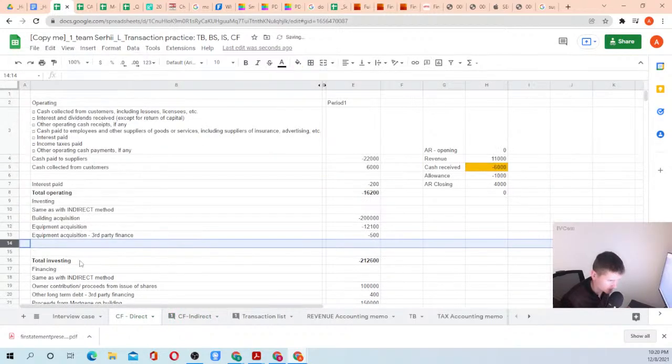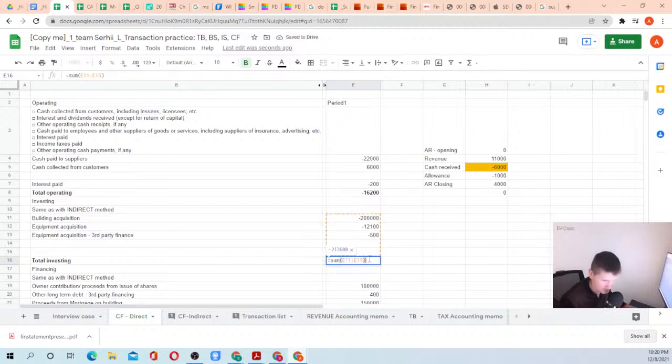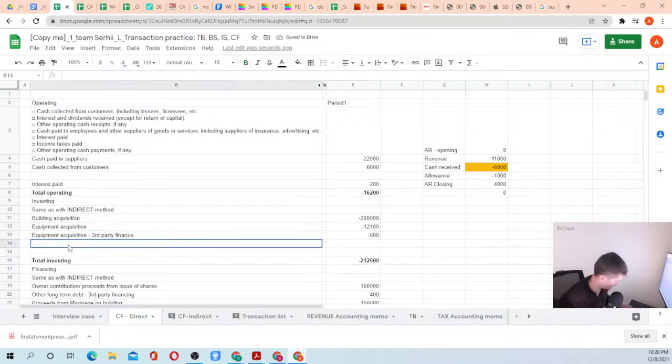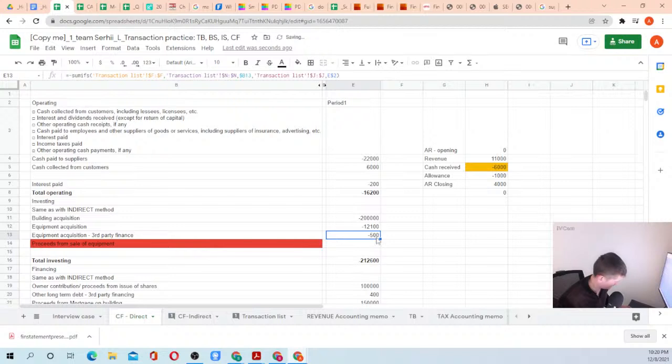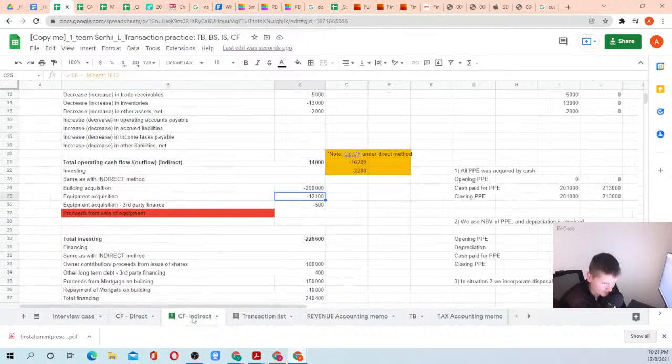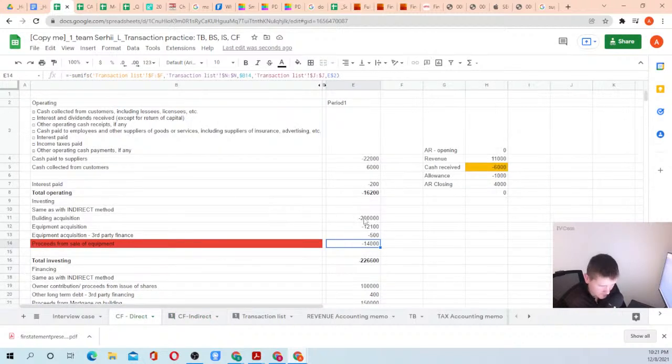I'll also need to add it here and make sure that it's mapped. Okay. So that's what our number should be. And now, let's see, it just shouldn't be negative, it should be proceeds.